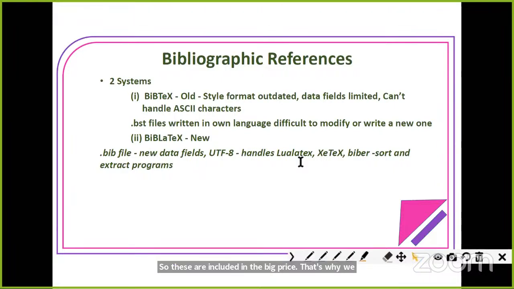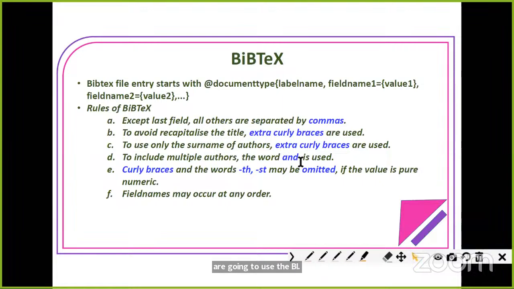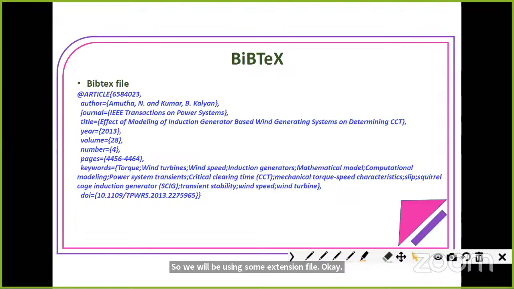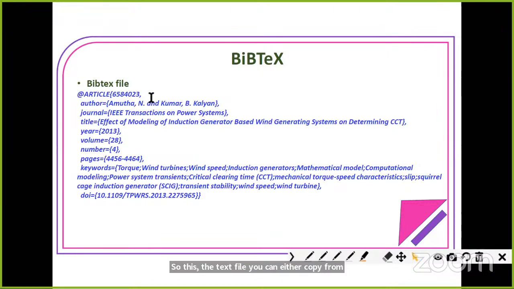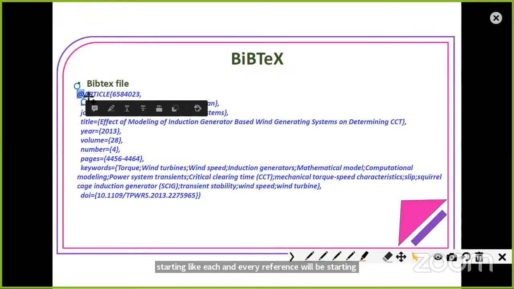Okay, so we will be using the extension .bib file. And for using this bibtex or bib file, what you have to do is create some document. We have to create a text file, and then we can include our references there. Okay, so this bibtex file you can either copy from the internet, or you can write by yourself. If you are writing by yourself, each and every reference will start with the at symbol. Okay, so it starts with the at symbol, and then you will have the name of the bib item.